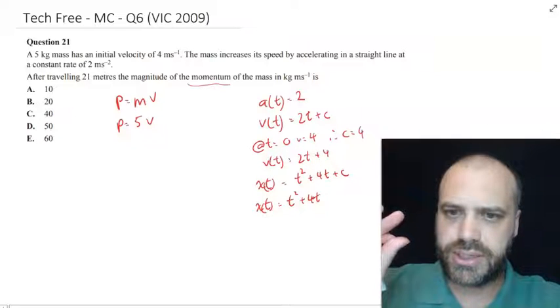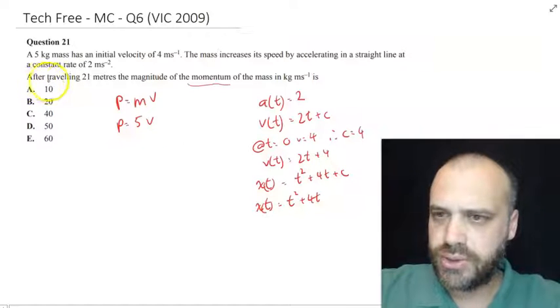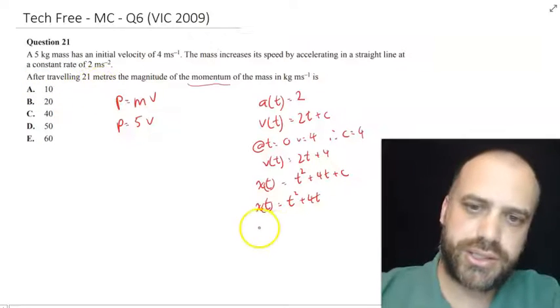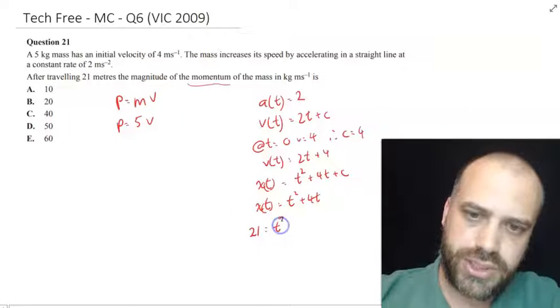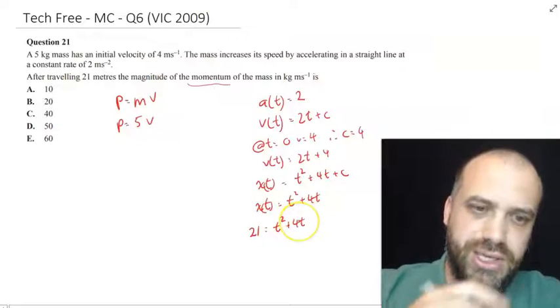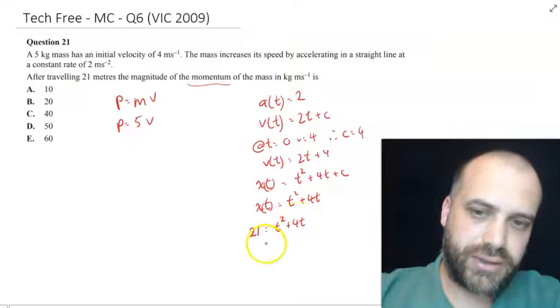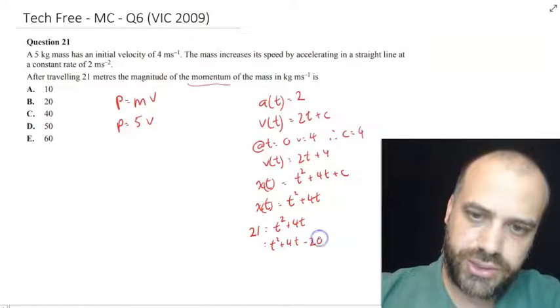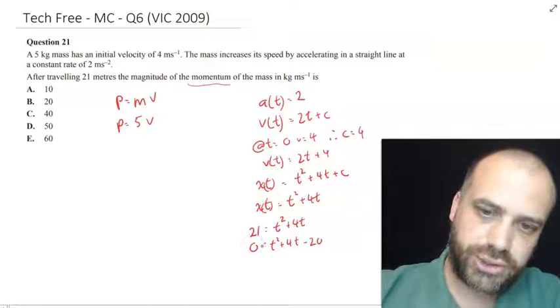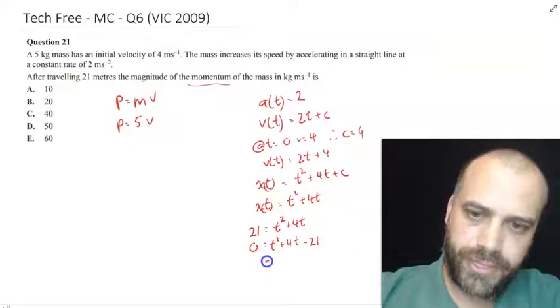Okay, I think I'm done there now because we want to know after traveling 21 meters. All right, so distance 21 meters equals t squared plus 4t, and we need to solve that for t. All right. Don't have a calculator, so I'm going to have to go old school here. 0, that should be a 21 there.